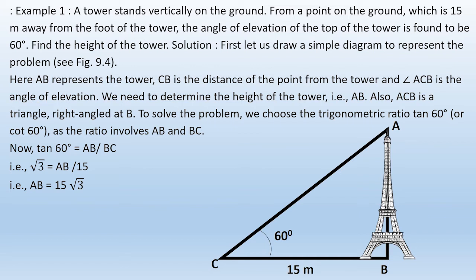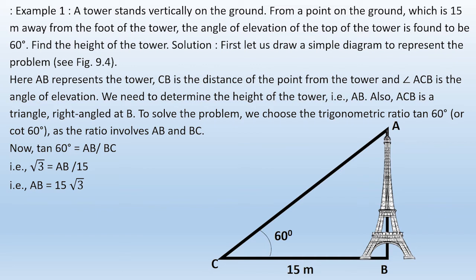And finally, angle ACB is the elevation angle. Here we can see that ACB is a right angle, B being the right angle. So, in order to find the height of the tower, we need to find the value of AB. As we know the value of BC, we can apply the formula of tan 60 degree, cot 60 degree, as it involves the ratio between AB and BC.